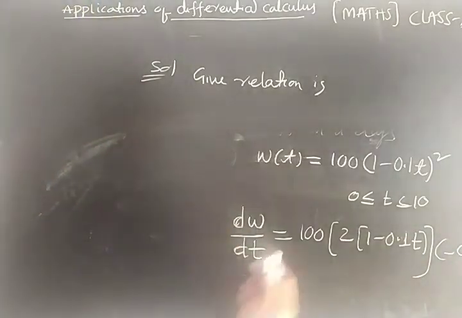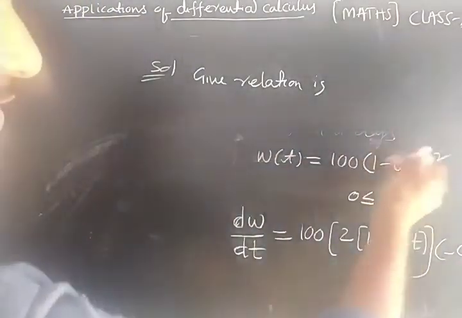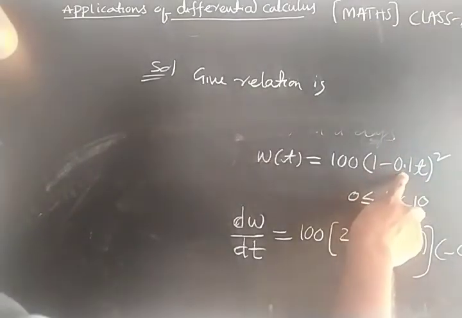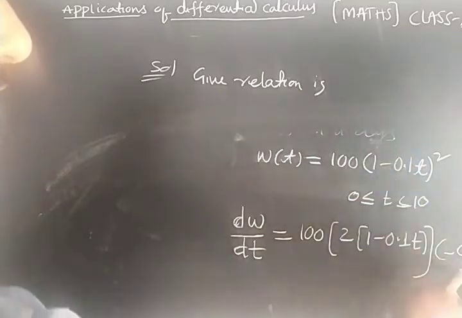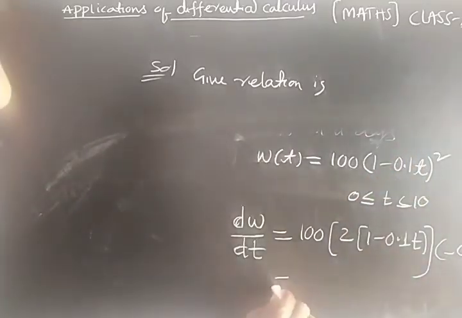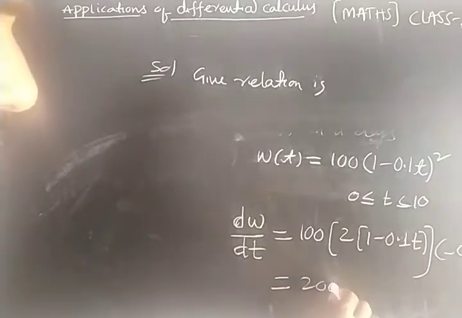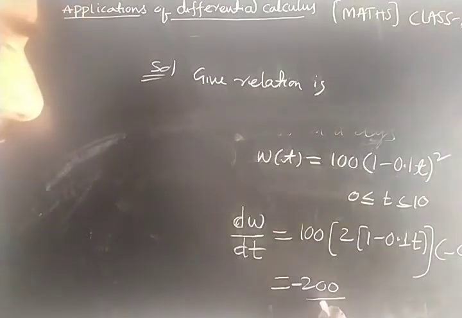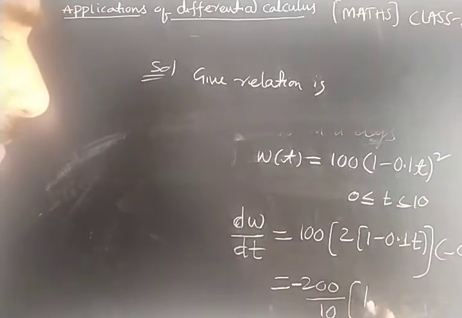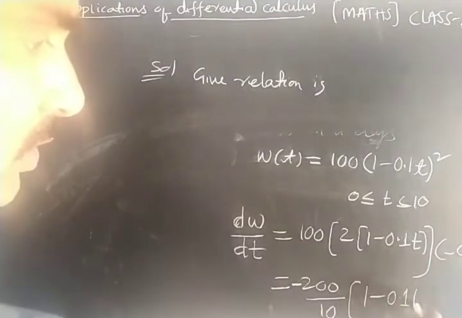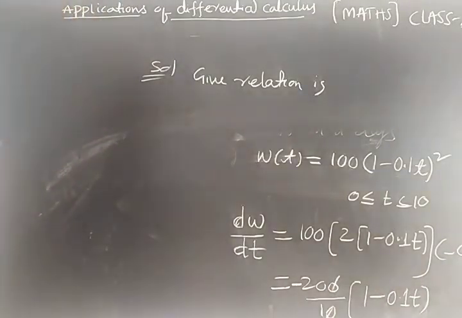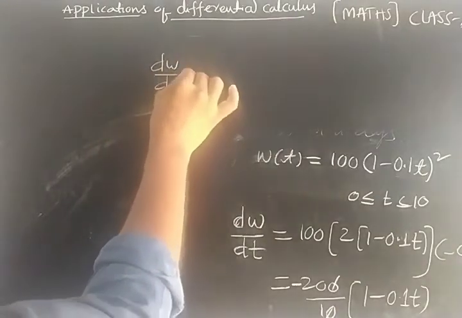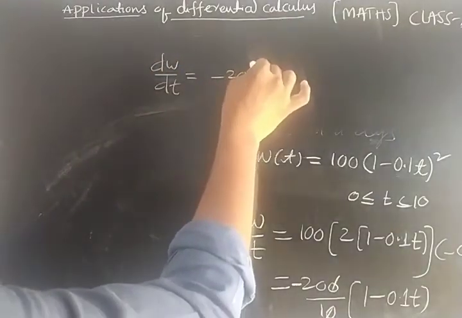Again the base derivative: 1 derivative is 0, minus 0.1, T derivative is 1, so minus 0.1. Why? Because with respect to T we are differentiating. So first the power derivative, next the base derivative. While doing the base derivative, 1 becomes 0 and T derivative is 1, so you will get the coefficient minus 0.1. By multiplying you will get 200 into minus 0.1 into (1 - 0.1T). The 0 cancels, so dW by dt equals minus 20.